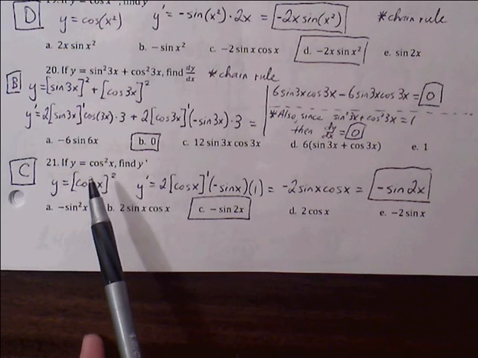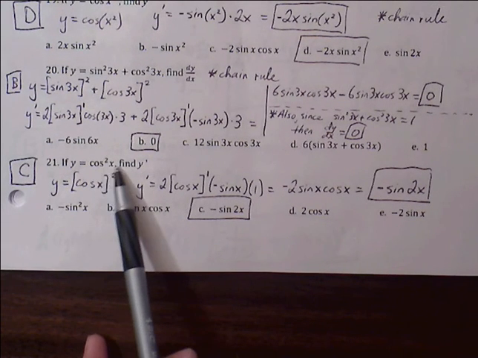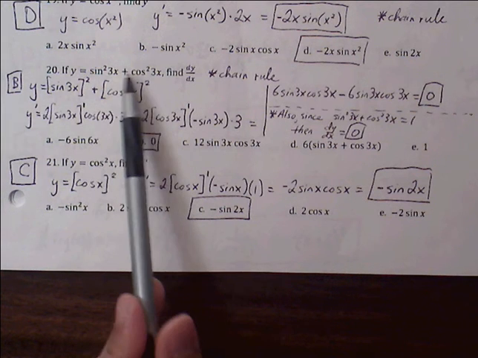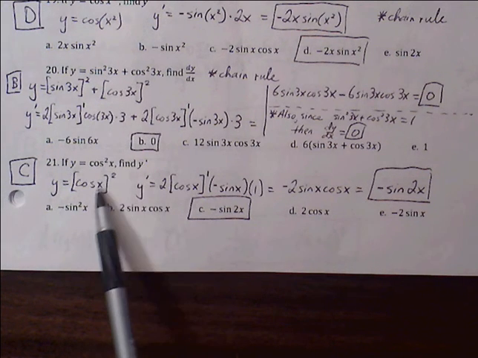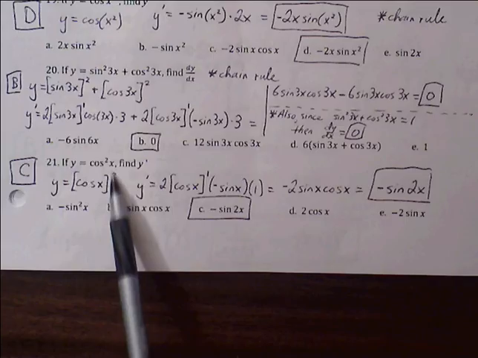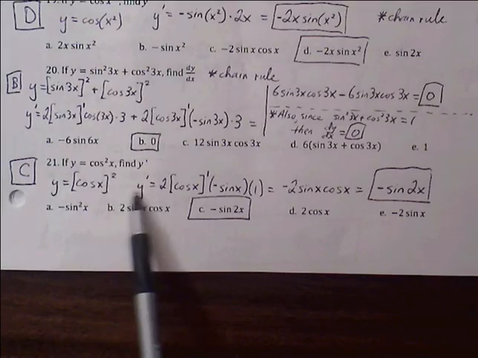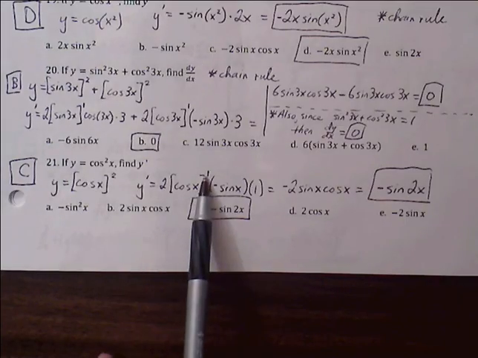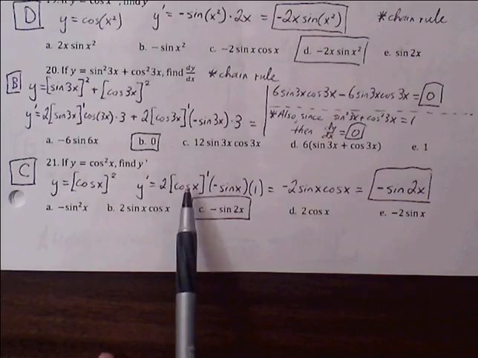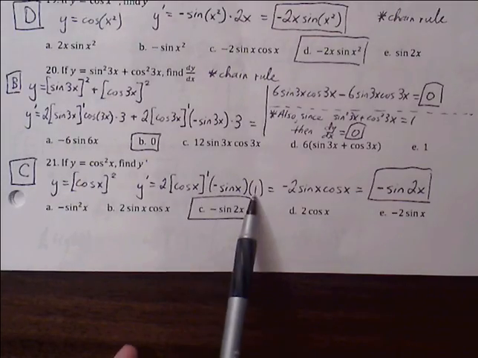Number 21, cosine squared x. So this squared is just like number 20 in the sense that it's outside the bracket. So we just find the derivative, bring down the 2, keep what's inside the bracket, subtract 1 from the exponent. Now multiply by the inside function's derivative. Cosine becomes negative sine of u, and then u prime is 1, so it doesn't change anything.